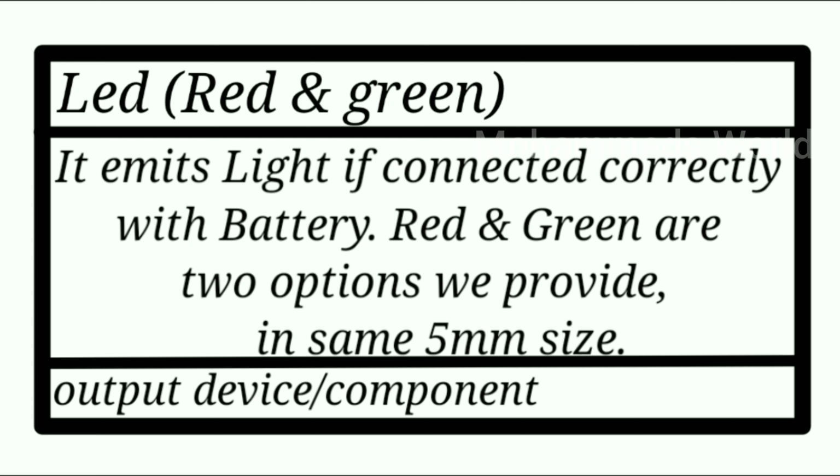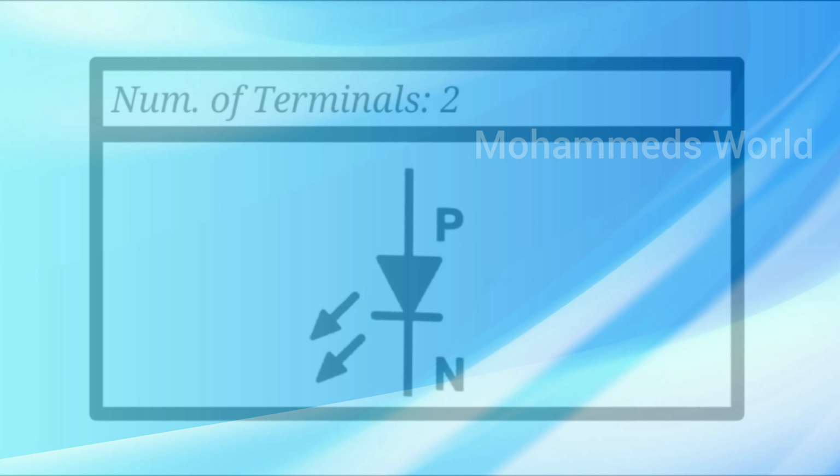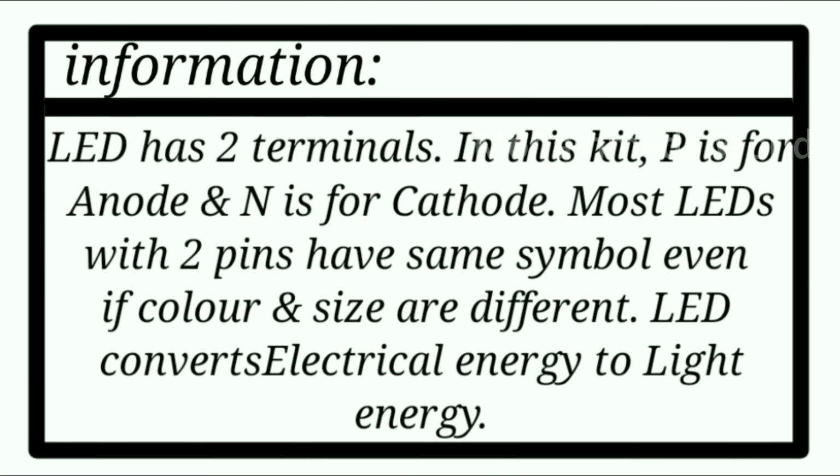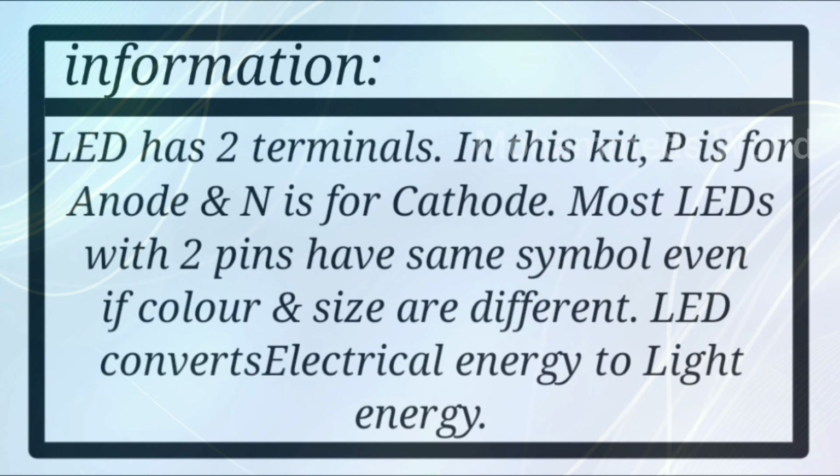Red and green are two options we provide in the same 5 mm size. Output device and component. LED red and green has two terminals. Information. LED has two terminals in this kit. P is for anode and N is for cathode. Most LEDs with two pins have the same symbol even if color and size are different. LED converts electrical energy to light energy.